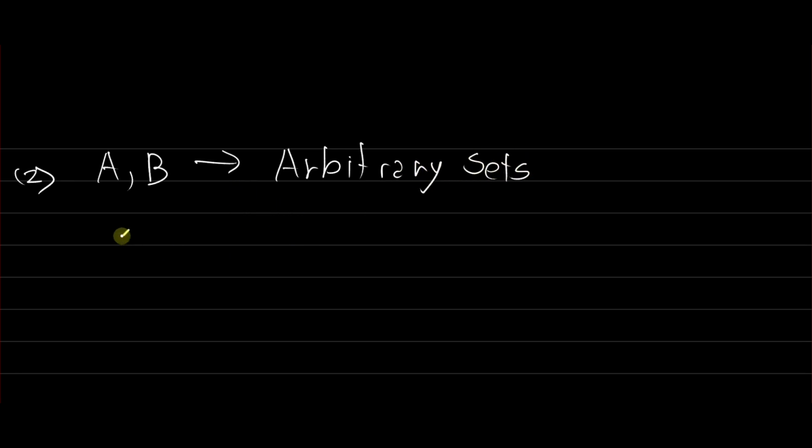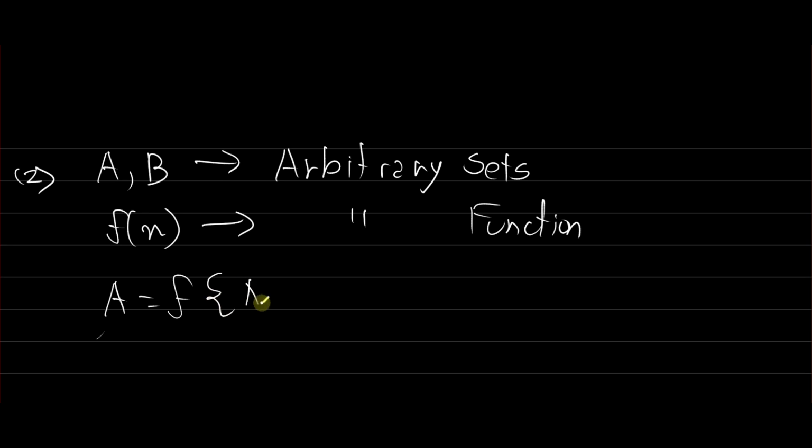Another page. Property number 2. So this property means that let's just define 2 arbitrary sets, A, B, arbitrary sets. Don't mind my handwriting, it's bad, I know it. And f of n, arbitrary function. And remember the second notation I just introduced. Let's just say A is equal to f of B.